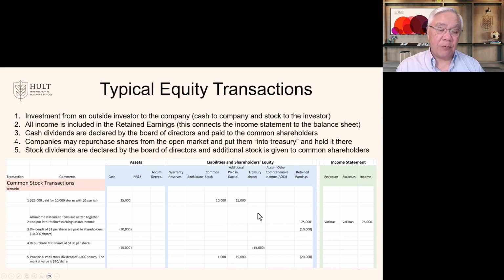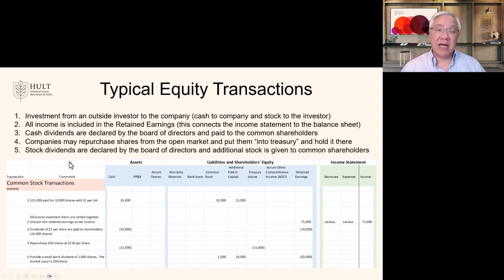Fourth is a repurchase. The company repurchases shares and holds them in treasury. In this case, we repurchase 100 shares times 150 per share equals 15,000 out of cash, and it goes as a negative in the shareholders' equity section in an account called treasury shares as a negative 15,000.